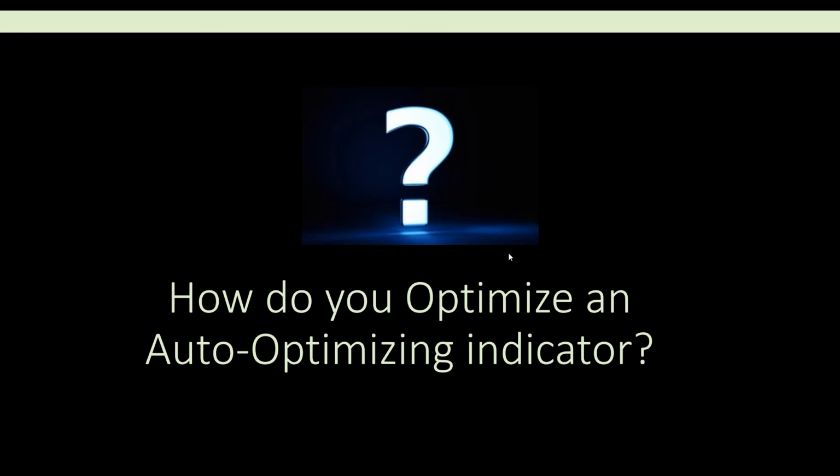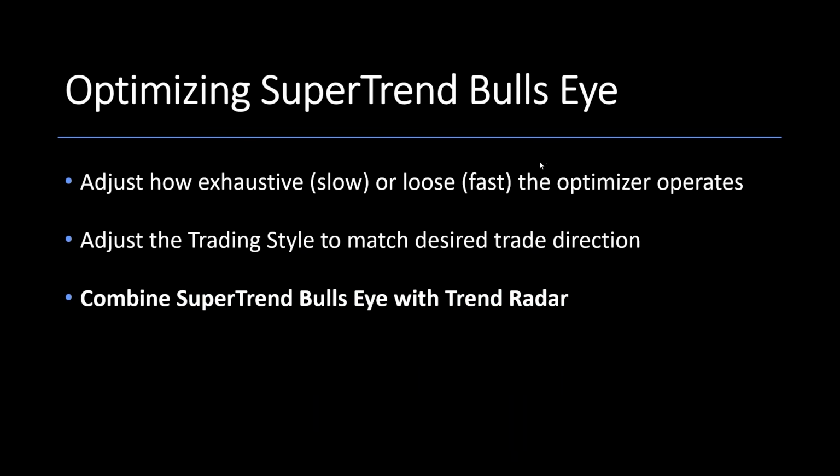But maybe it does. In fact, there's a number of things that you can do to further improve your odds. For example, you can adjust how the optimizer actually works, how exhaustive it performs, how it tests all the combinations of parameters, or how loose it is. You can adjust the trading style to only focus on perhaps long trades or only short trades. That's possible. Or, and this is what we're going to look at right now, you can combine SuperTrend Bull Eye with another indicator called Trend Radar.